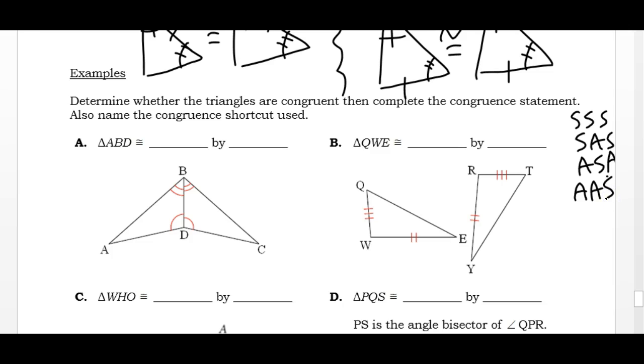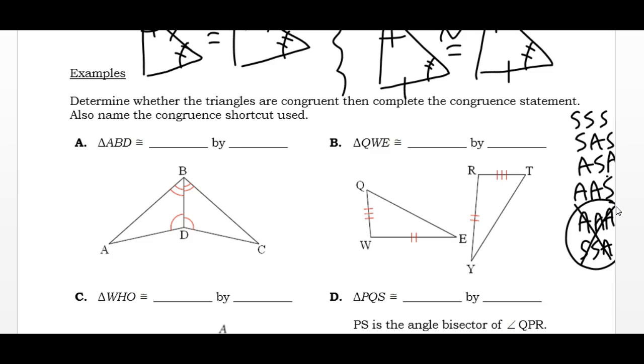There's only two more permutations of the letters A and S: angle-side-side and side-side-angle. These two are never allowed. Only the other four.